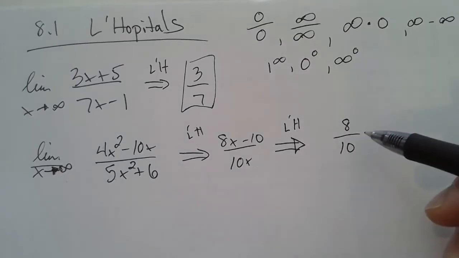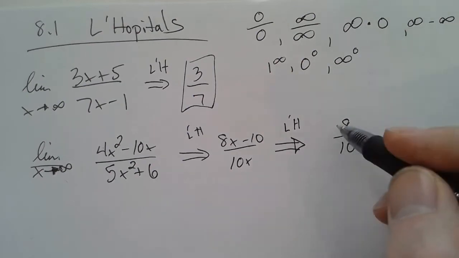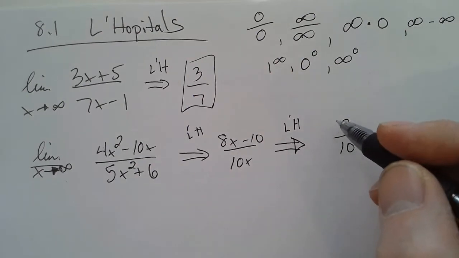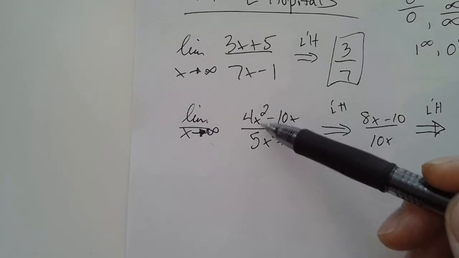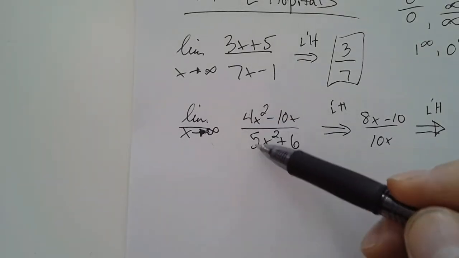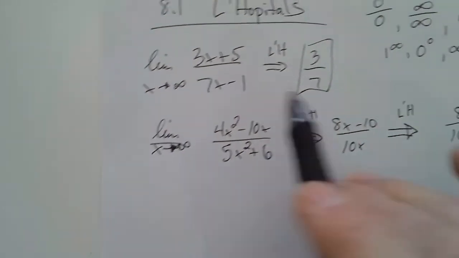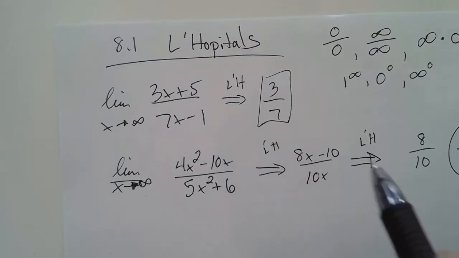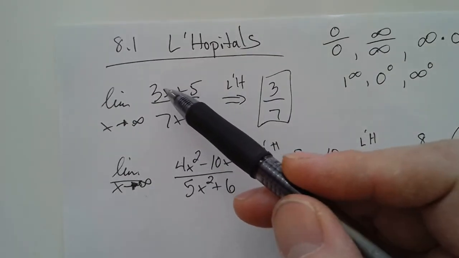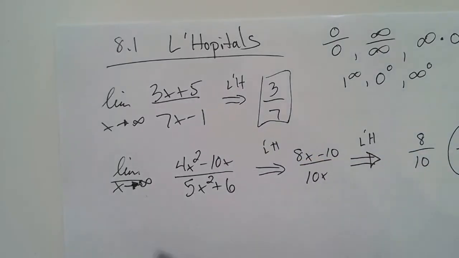Notice this is not an indeterminate form. Don't do the derivative of the top and the derivative of the bottom again. You're not going to get the right answer. It's not in indeterminate form. In fact, it's our answer, 8/10 or 4/5, which we knew initially because the degree on top and bottom are the same, so it's just the ratio of the coefficients, 4/5. So for neither of these types of limits should you apply L'Hopital's. You can just look at it and know that it's going to be 3/7 and 4/5.